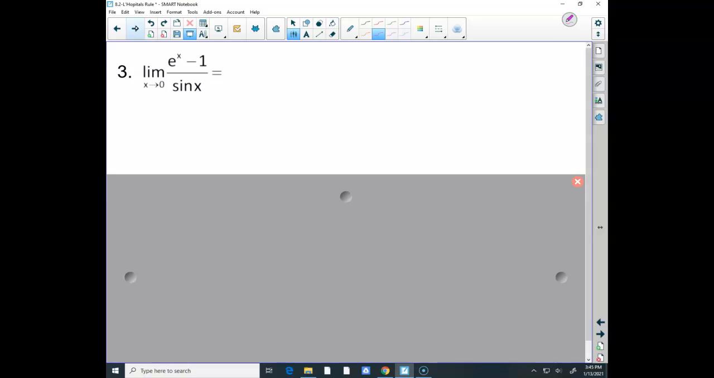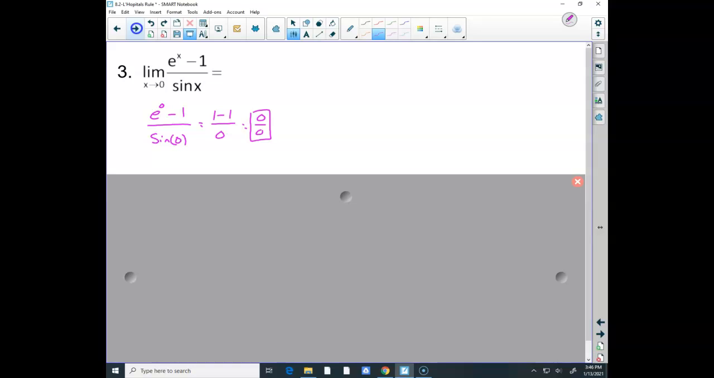Now, a whole new one here. Now we're looking at a new one. The limit as x approaches 0 of e to the x minus 1 over sine x. So I need to plug it in. What is e to the 0 minus 1 over the sine of 0? Well, e to the 0, anything to the power of 0, is 1. Sine of 0 is 0. So yes, I get my indeterminate form of 0 over 0.